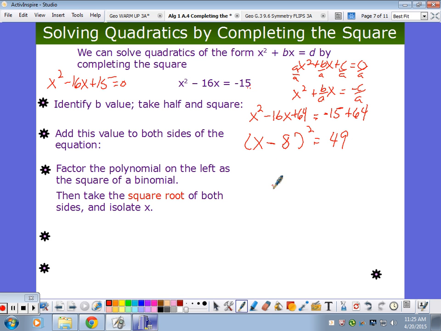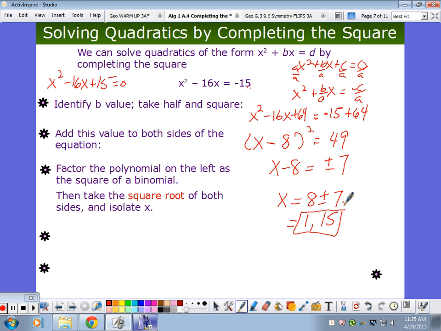Okay, now this is kind of what we were practicing a little bit before. So something squared is 49, right? x minus 8 equals plus or minus 7. Because something squared was 49, that something could be 7, or that something could be negative 7. I want x by itself. 8 plus or minus 7. So then what are the answers? 8 minus 7? 1. 8 plus 7.